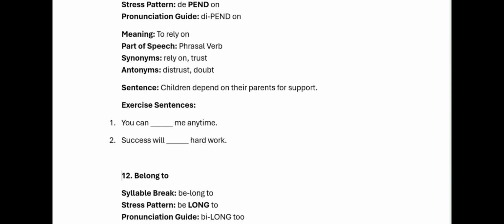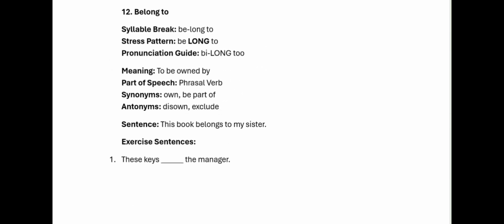Second sentence: Success will depend on hard work. Success, subject. Will, modal verb or helping verb. Depend on, phrasal verb. Hard work, adjective plus noun. Word 12: belong to. Stress is on the second syllable. The spelling is B-E, the pronunciation is BI, but while we write, it is BE. The meaning is to be owned by, you show ownership of something. Phrasal verb it is. Synonyms are own or be part of.